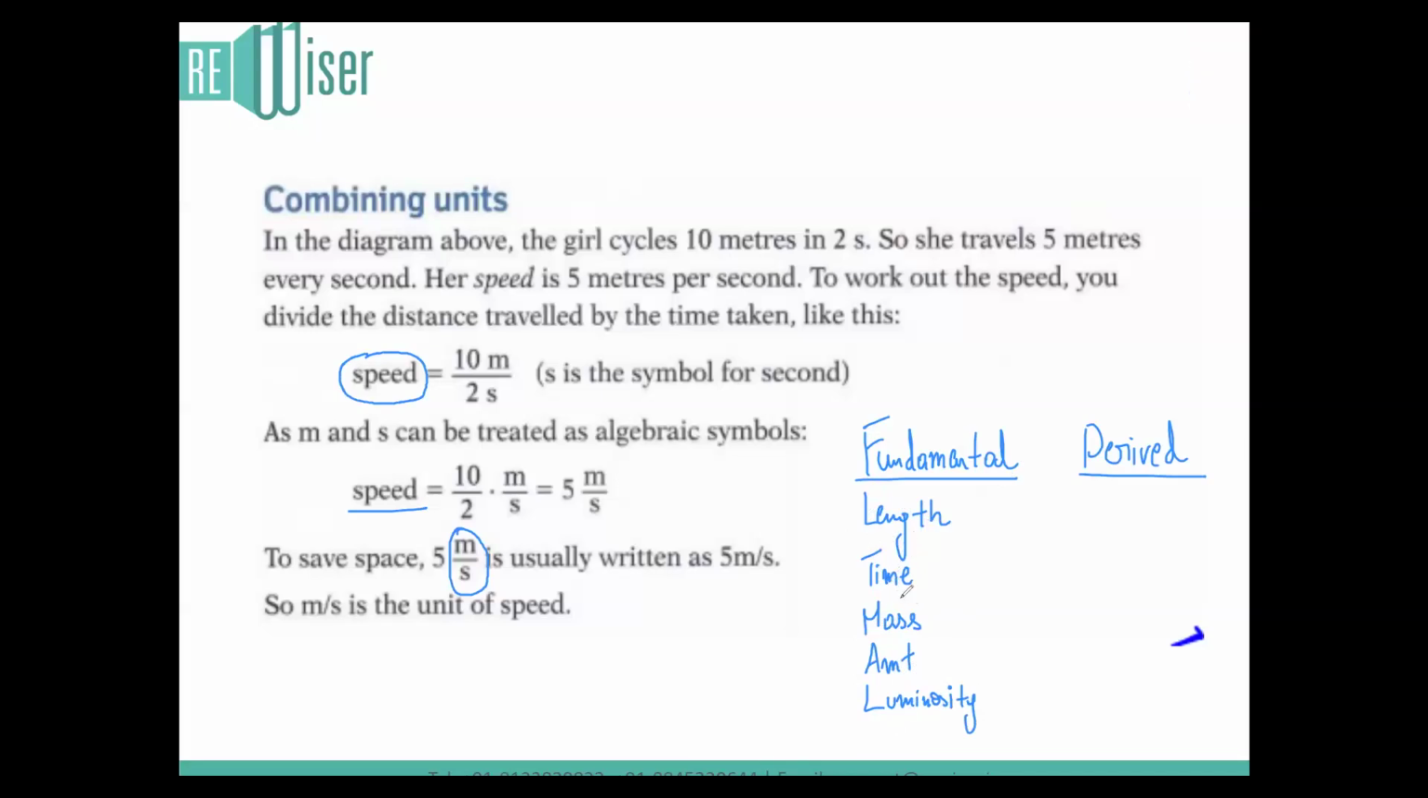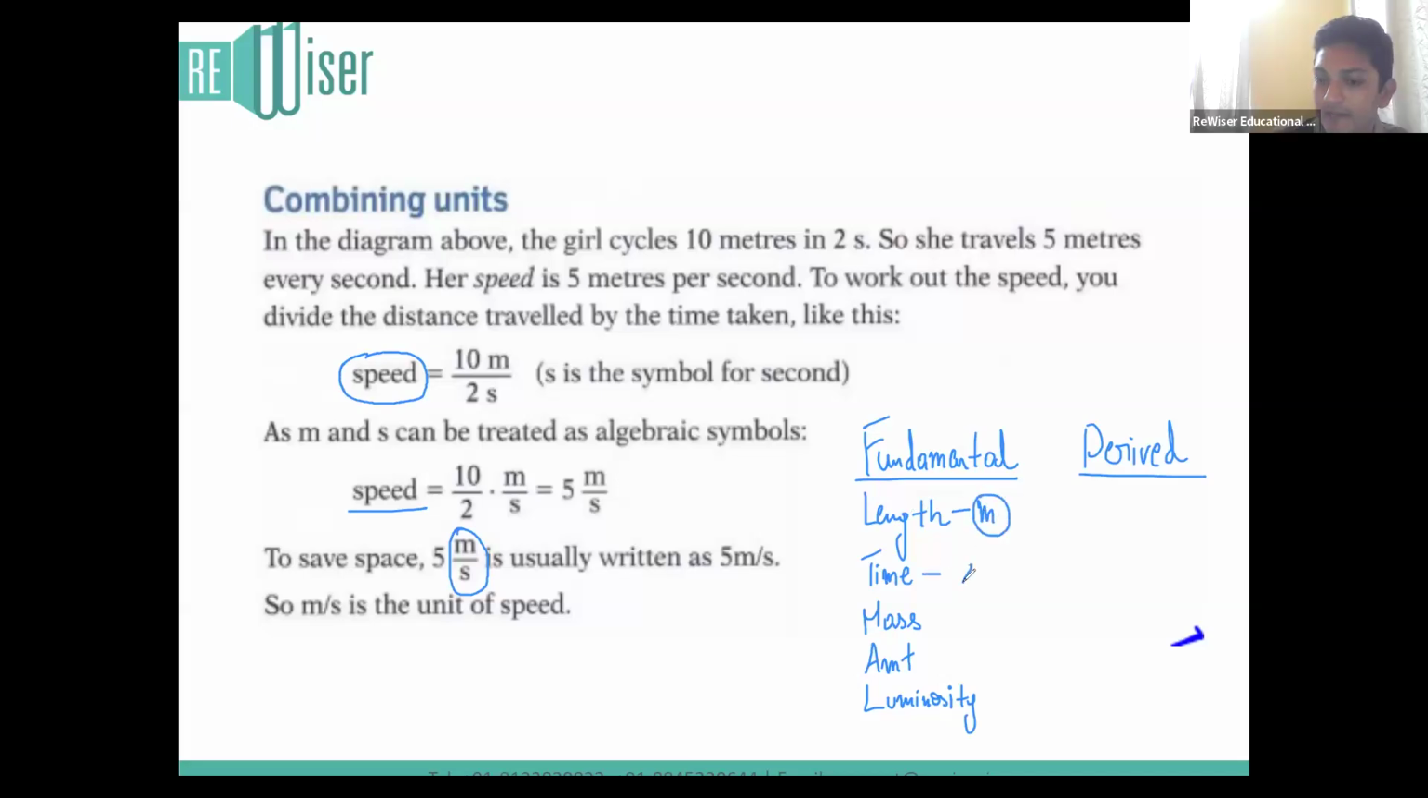Length, mass, time. Okay, let's try the units. I think you'll get a clue as to what you missed. We used it just a minute ago. Let's try the unit. The SI unit for length is what? Meter. Correct, denoted by m. Time is second. Yes. We used it, in fact.